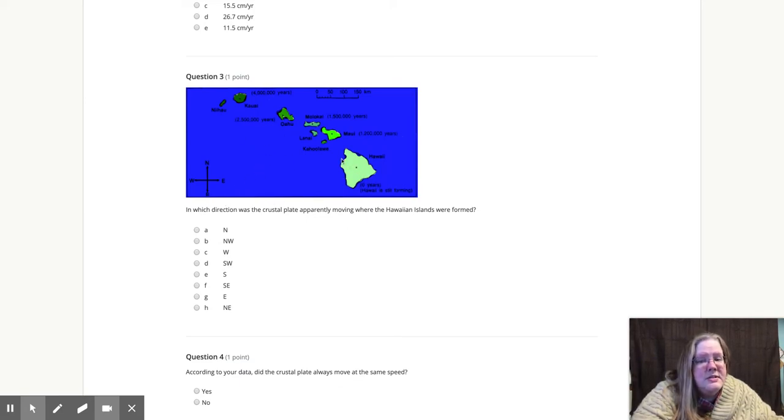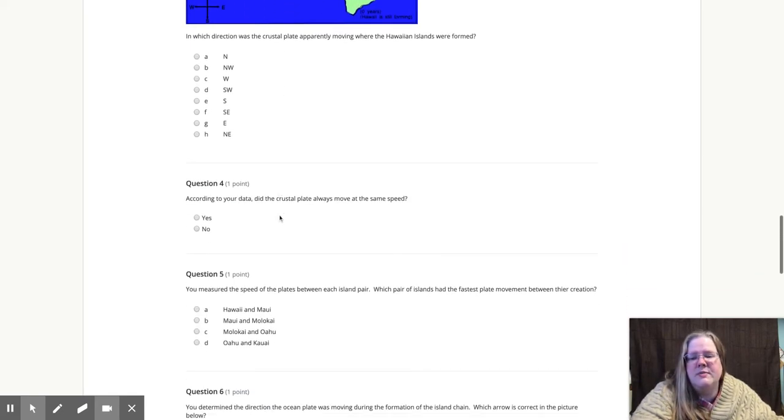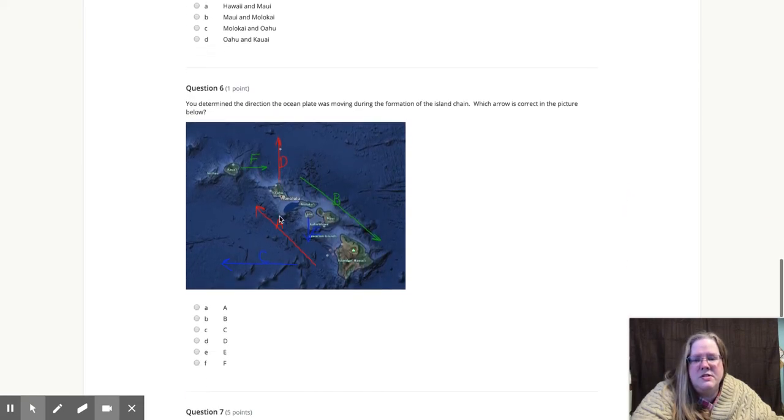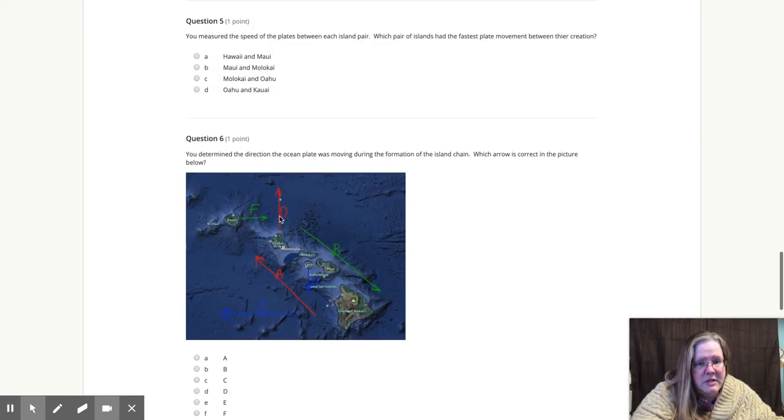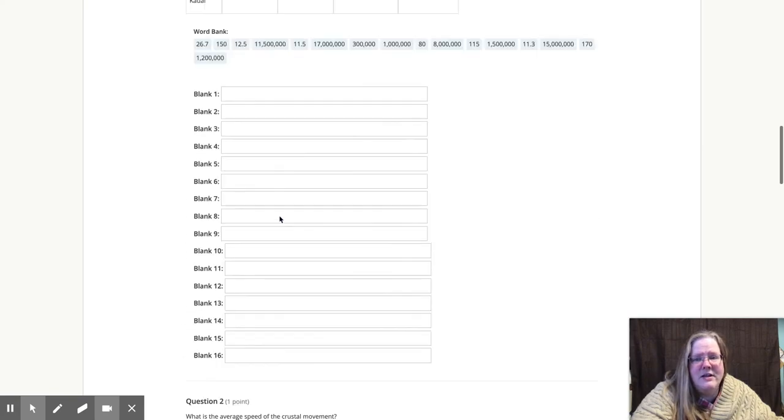And if this is the newest island and this is the oldest island, guess what? It's going to go somewhere in that direction. And then you've got some more questions to go through and figure out. Like I said, this is going to take you a little bit of time. Plan on at least a half an hour on this one.